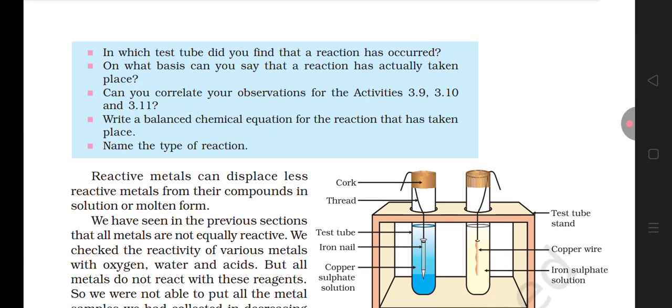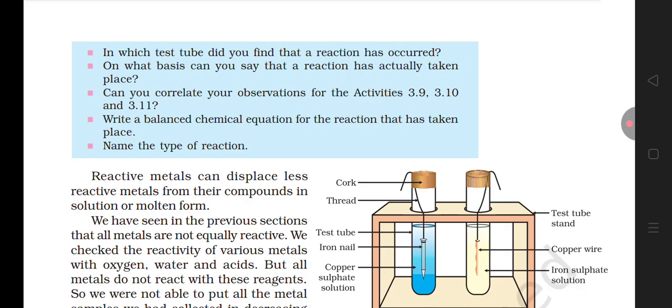On what basis can you say that the reaction in the activity has taken place? Can you correlate with the observations for activity 3.9, 3.10 and 3.11? Write a balanced chemical equation for the reaction that has taken place. Name the type of reaction. So see, write a balanced equation for the reaction that has taken place.